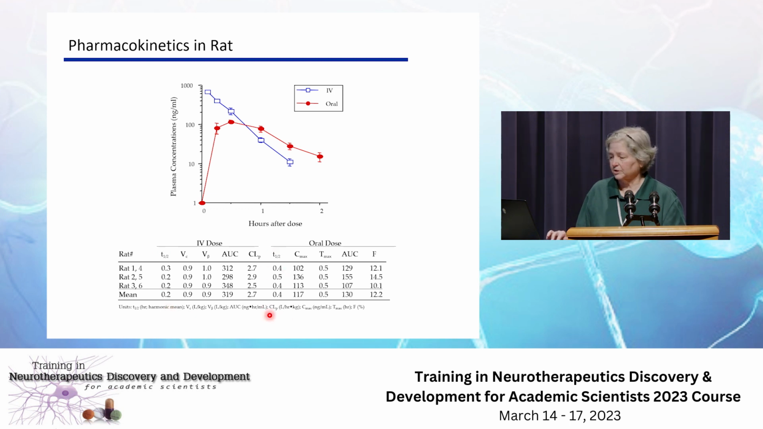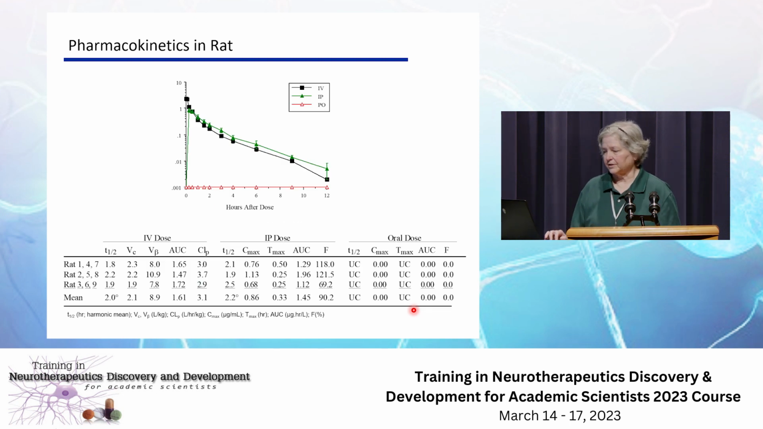The half-life is very short after oral dosing, but primarily due to the high clearance, we would guess, the bioavailability is also pretty low. So the compound is being cleared by first-pass metabolism before it has a chance to get into systemic circulation.